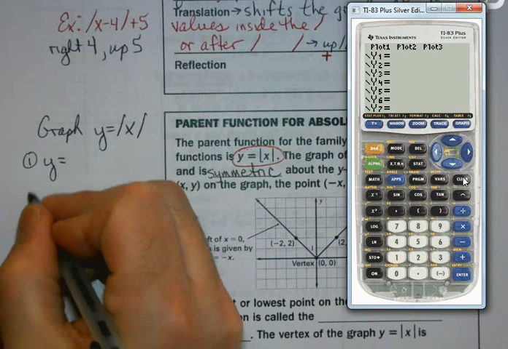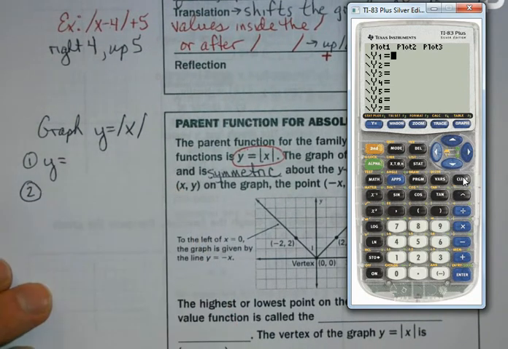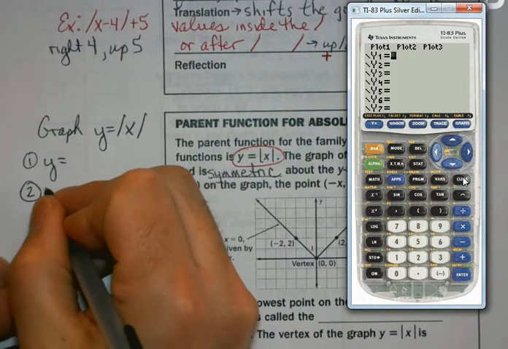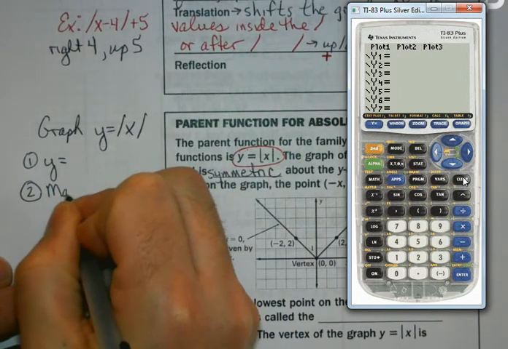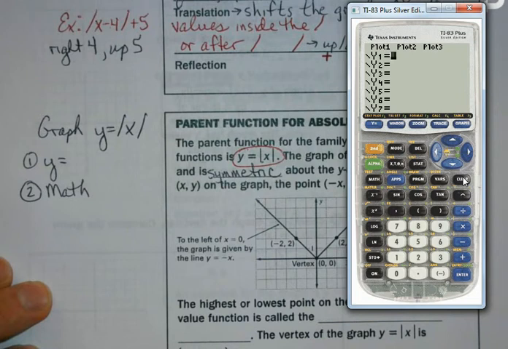Then it gets interesting, because absolute value isn't just a straight button that I have on here. I've got to go through a menu. So once I'm at y equals, I'm going to hit math. And once I hit math, that's the button right below alpha here.